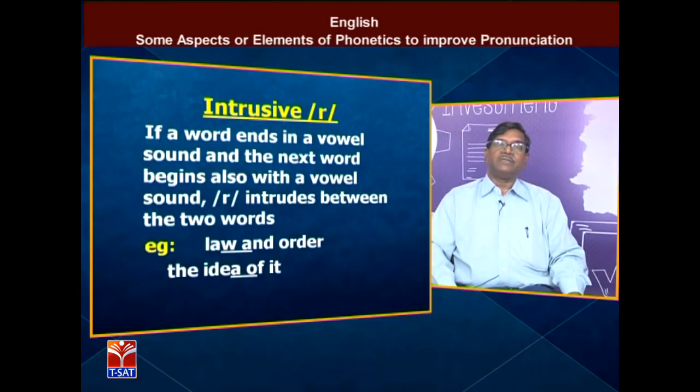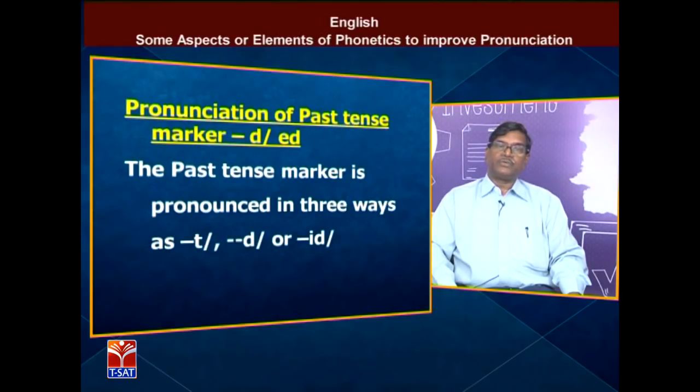It is ending with the vowel sound O, "low". The next word, "and", begins with a vowel sound. So, when the first word ends with a vowel sound and the next word begins with a vowel sound, in such cases R intrudes. So, how do we utter this phrase? "Lower an order." R intrudes in between.